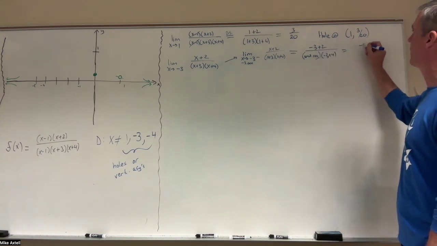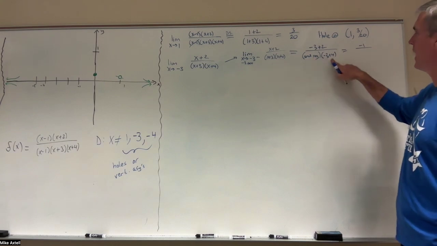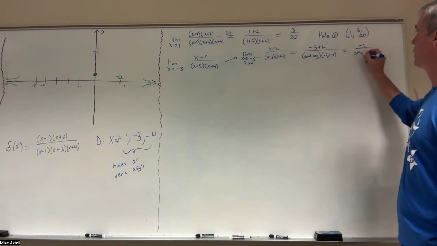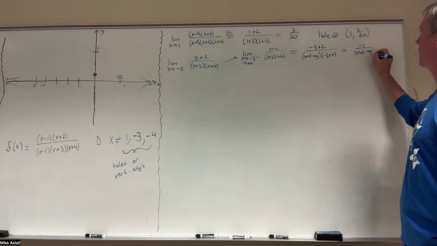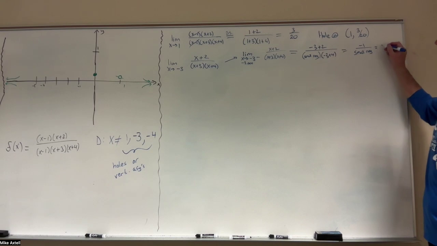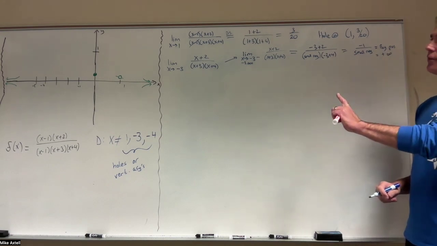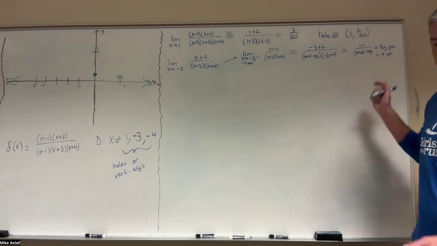So on top, I've got a -1. Downstairs, I've got a small negative times +1. Well, it doesn't change anything. Small negative times +1 is still a small negative. And then -1 over small negative is big, and negative over negative is positive. So I think I get positive infinity coming out here. So as I approach -3 from the left, I'm zooming up to positive infinity.